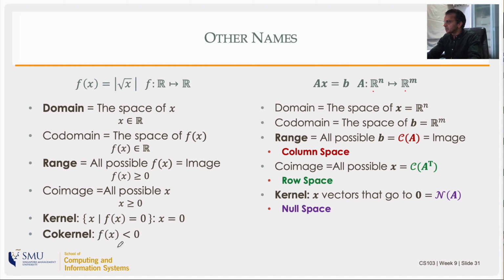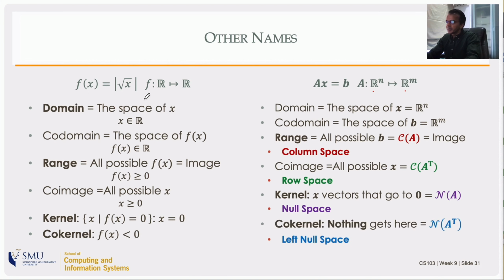Co-kernel is the value that cannot be reached in the case of f(x). You cannot get an output value negative because it's already an absolute value. Similarly, left null space cannot be reached. There is no b that belongs to the left null space. So that's where the names are coming from.